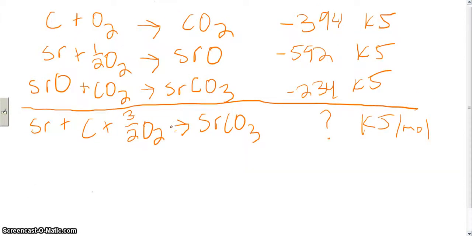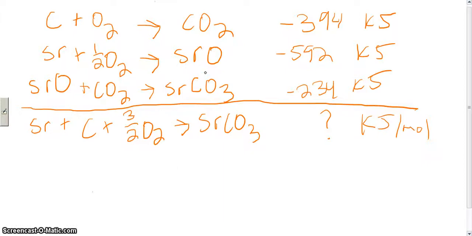Okay, so for our next reaction, we have a series of reactions, which is otherwise known as Hess's law, and we're going to add up the individual reactions to get the overall reaction, and we do the same thing for the enthalpies.